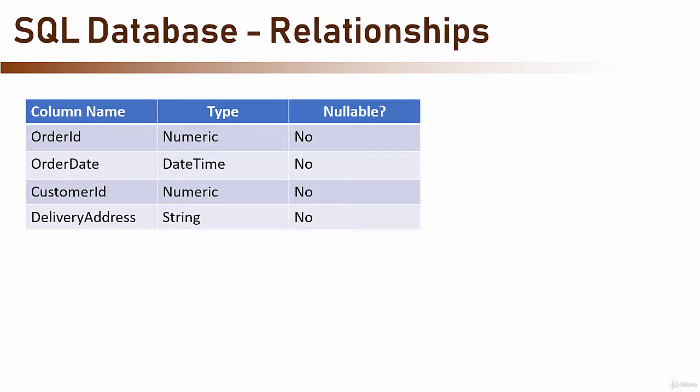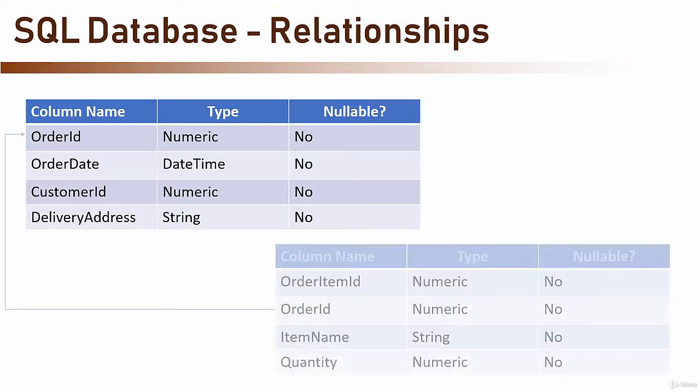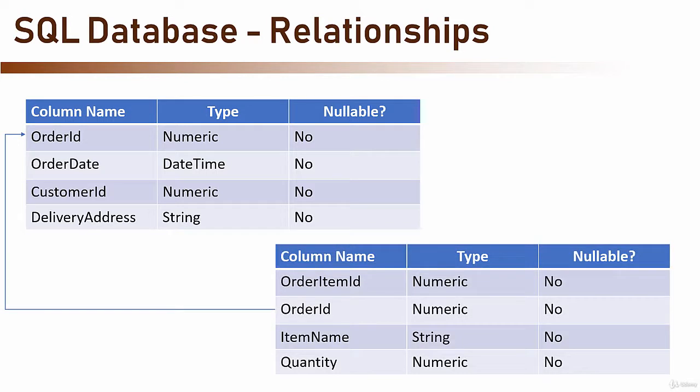Tables can have relationships with each other, hence the relational in the database name. For example, if I have an orders table, it will probably have also an order items table, which will contain the items in the order. Each row in the order items table relates to a specific order in the orders table. This relationship is done with the order ID field of the order item.